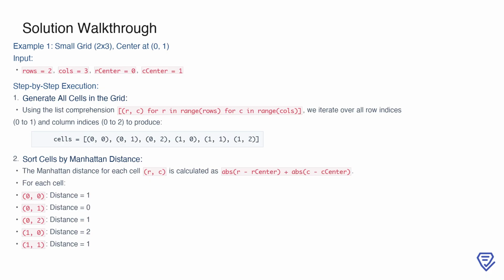Next, we calculate the Manhattan distance for each cell relative to the center. The formula for this is abs(r - r_center) + abs(c - c_center). For example, the distance for (0, 0) is 1, while the distance for (0, 1) is 0 since it's the center itself. After calculating distances for all cells, we can sort them based on this distance value.